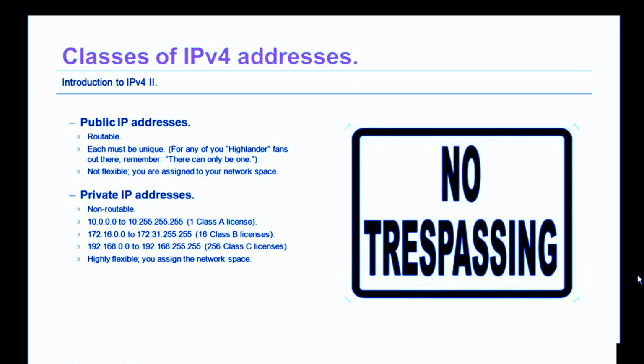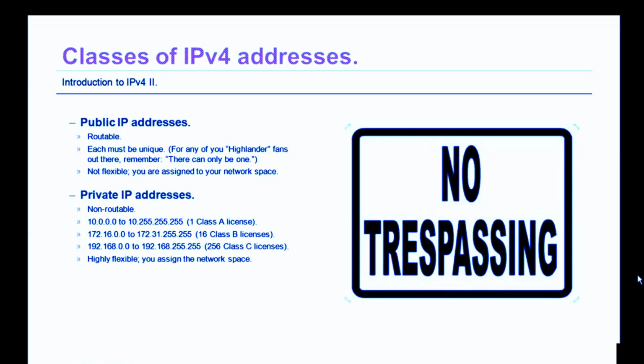And then there are the private IP addresses. These are non-routable. They do not need to be completely unique throughout the world. They only have to be unique on their network. The first one that we're going to discuss is the Class A license. There is only one Class A license. You have a possible address range of 10.0.0.0 up through 10.255.255.255.